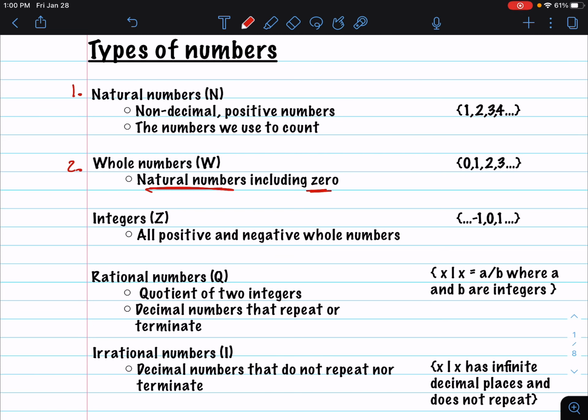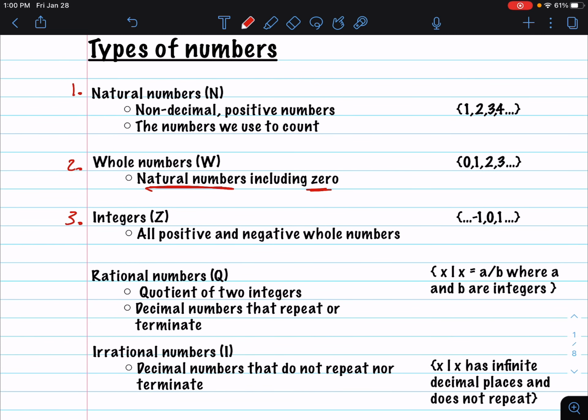Now let's move on to integers. Integers are all positive and negative whole numbers. So integers include whole numbers. All whole numbers are in the set of integers. So we have all positive and negative whole numbers.